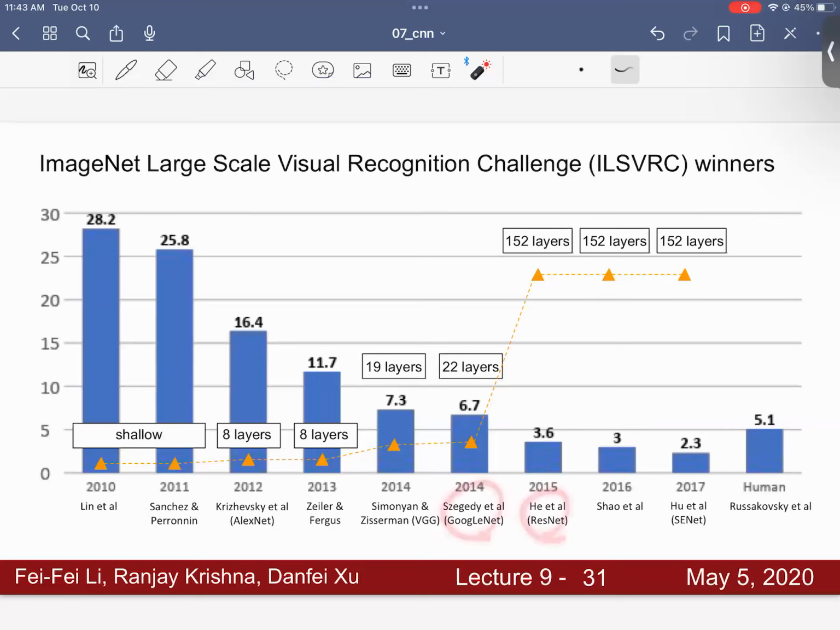ResNet, and I'm not sure what these others are. I guess this is Squeeze-and-Excitation Net. And this is human performance. Anyway, starting from 2015, we were already outperforming human performance.